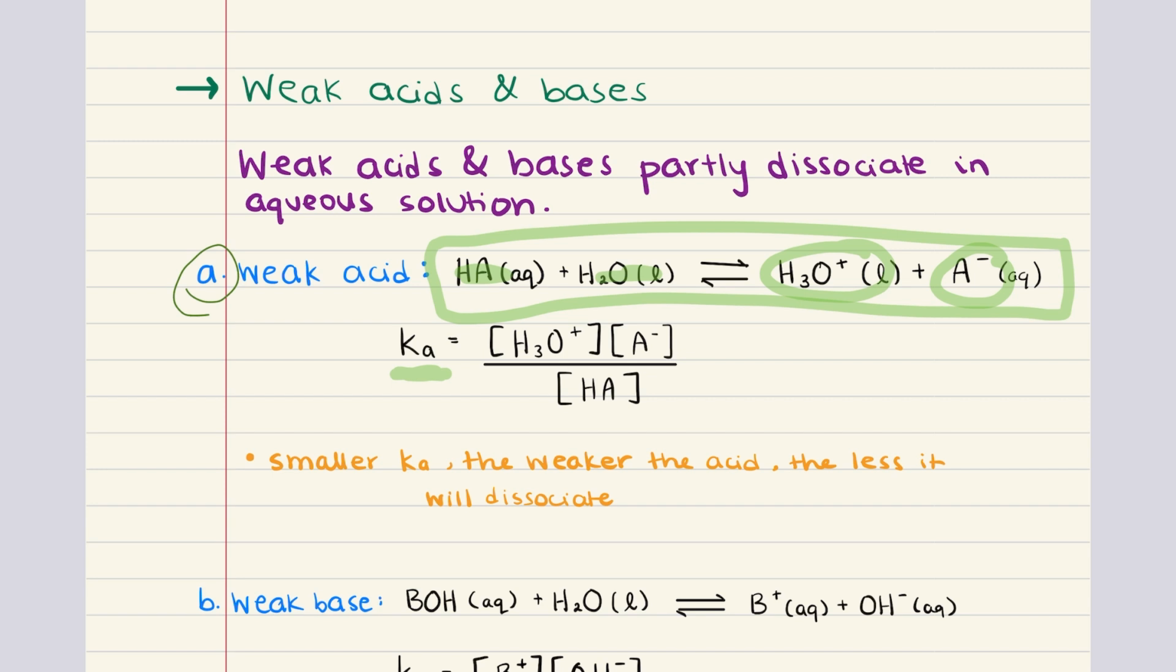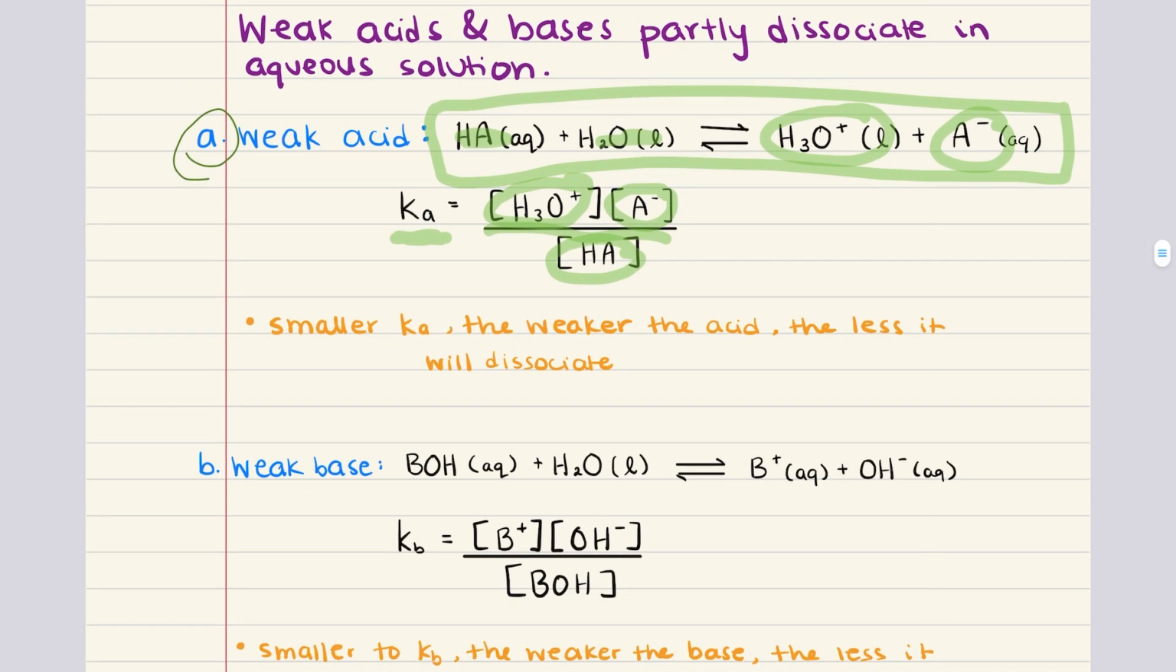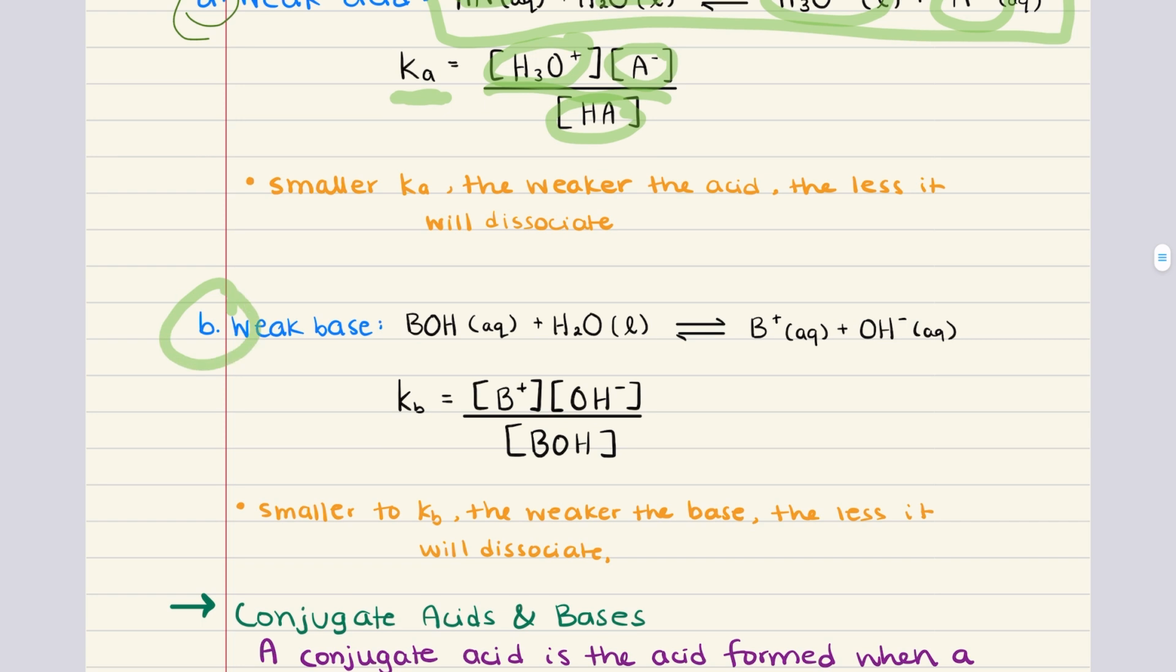So for Ka, we have the concentration of the hydronium ions multiplied by the concentration of the conjugate base, and this is all divided by the concentration of our weak acid. Now, the smaller the Ka, the weaker the acid, and the less it will dissociate. What about weak bases? A weak base partially dissociates in water to produce hydroxide ions and its conjugate acid.